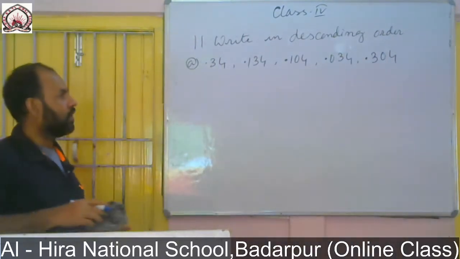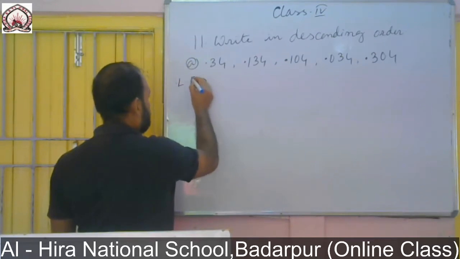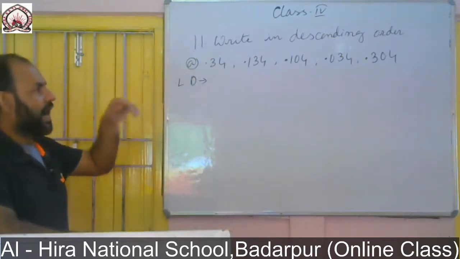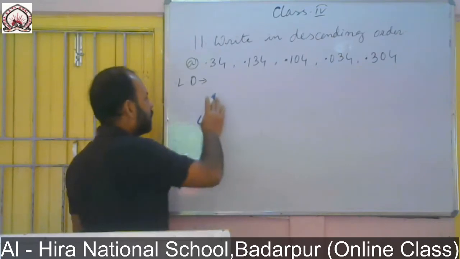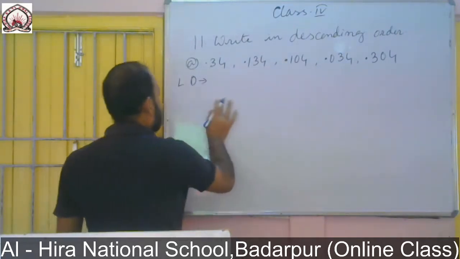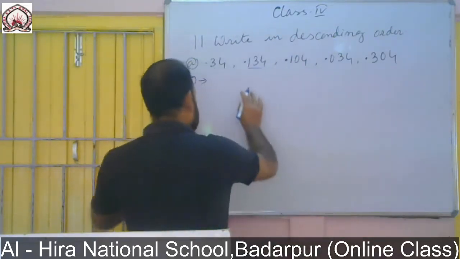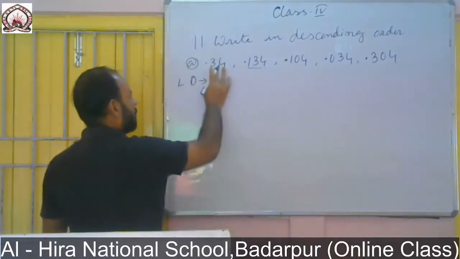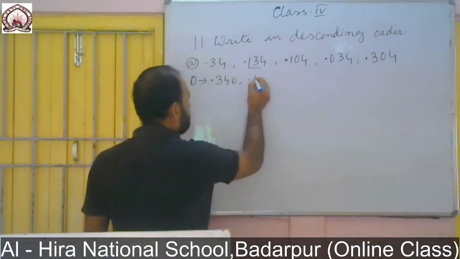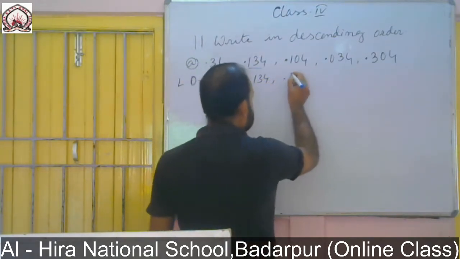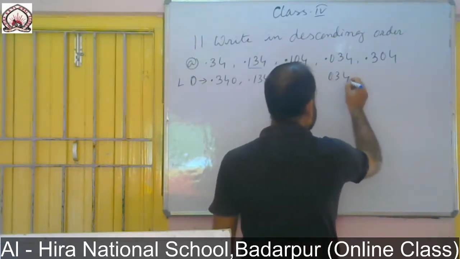So same as before, first we do like decimal, LD, so then it is easily understood. Now we write in descending order. Descending order means largest to smallest. So after the point: 3 digits, 2 digits, 3 digits, 2 digits, 3 digits, so the highest is 3 digits, so we make all numbers 3 digits after 0. So here 0.340, here already 3 digits are there, we write the same. Here also 3 digits, we write the same.